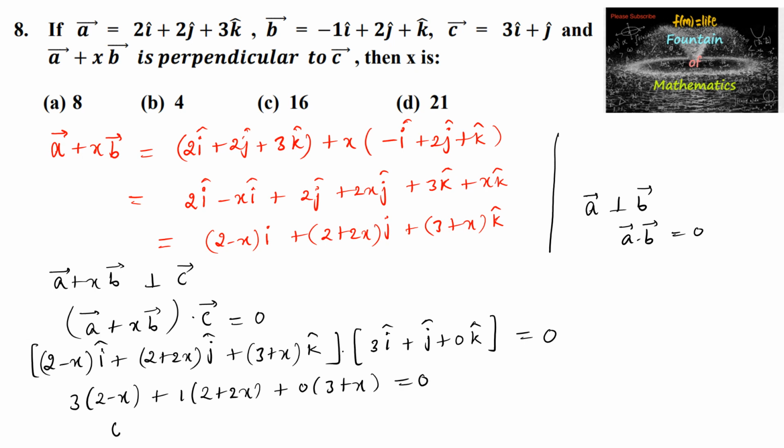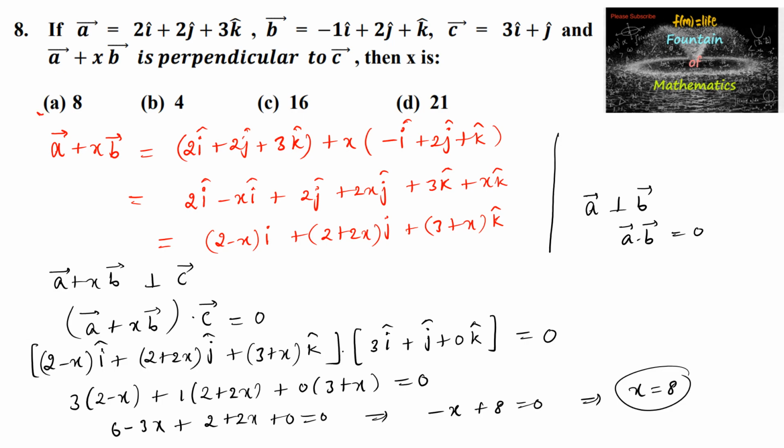So we can add 3 times 2, that is 6 minus 3x, plus 2 plus 2x, and plus 0 is equal to 0. Simplifying, minus 3x plus 2x is minus x, 6 plus 2 is 8, so 8 minus x is equal to 0, which implies x is equal to 8. So the value of x is 8. So we can go with option A.